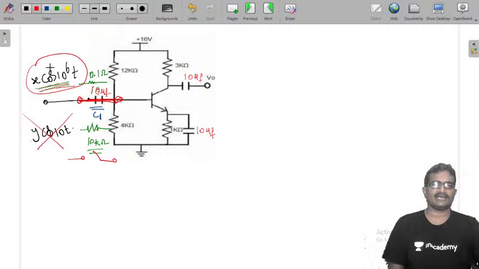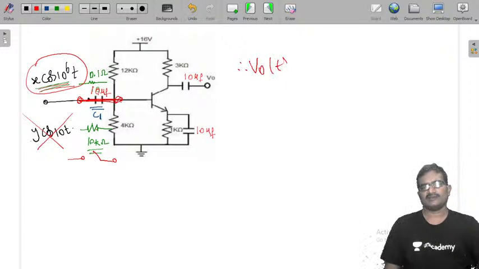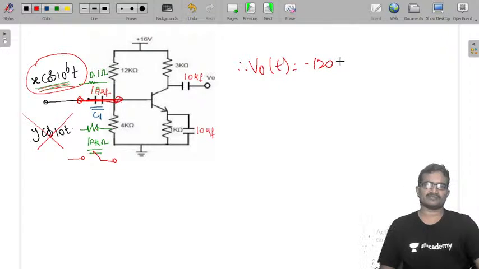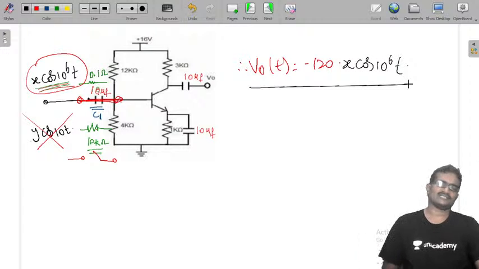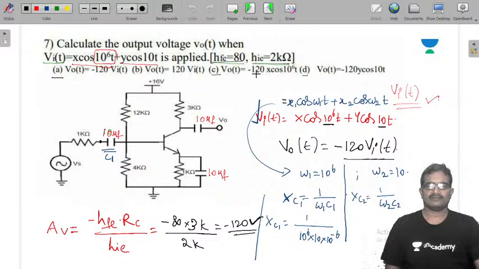Once it is entered, it is going to be amplified. Therefore the output, with gain minus 120 with respect to the input signal x cos 10 power 60, is minus 120 into x cos 10 power 60. That's it. So that is the answer: minus 120 into x cos 10 power 60. This is the right option.